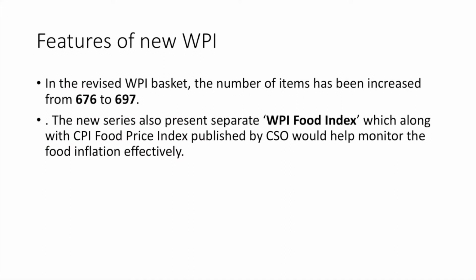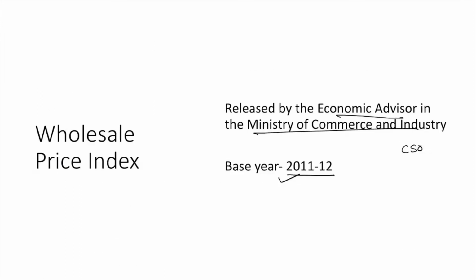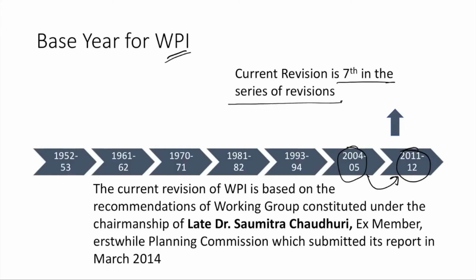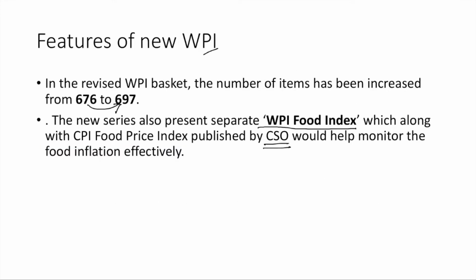Now, what are the features of the new WPI with the new base year? The items have been increased from 676 to 697. And as there is a CPI food price index, now there is also a WPI food index, which is given by CSO. Now please remember that WPI is given by the Economic Advisor in the Ministry of Commerce and Industries, but the WPI food index is given by CSO.